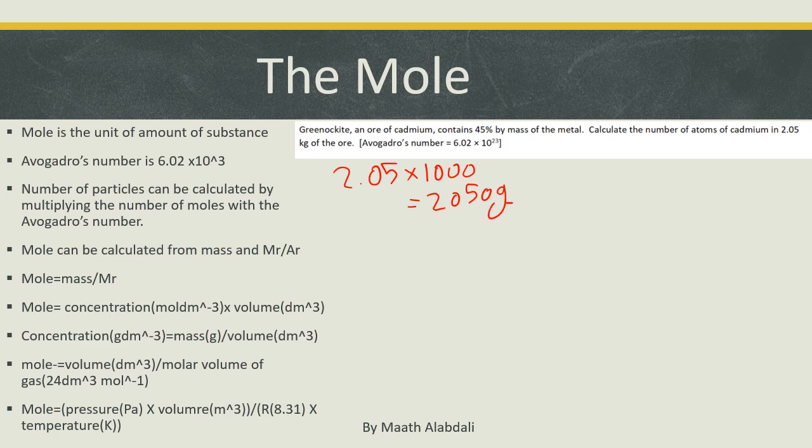And then it says that this contains 45% by mass of the metal. So you have to multiply this by 45%, which is 45 divided by 100. And then that should give you 922.5 grams.